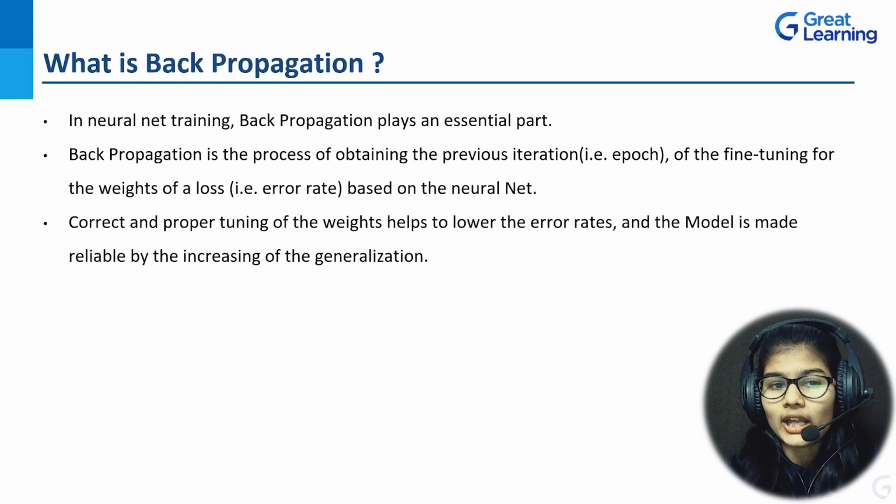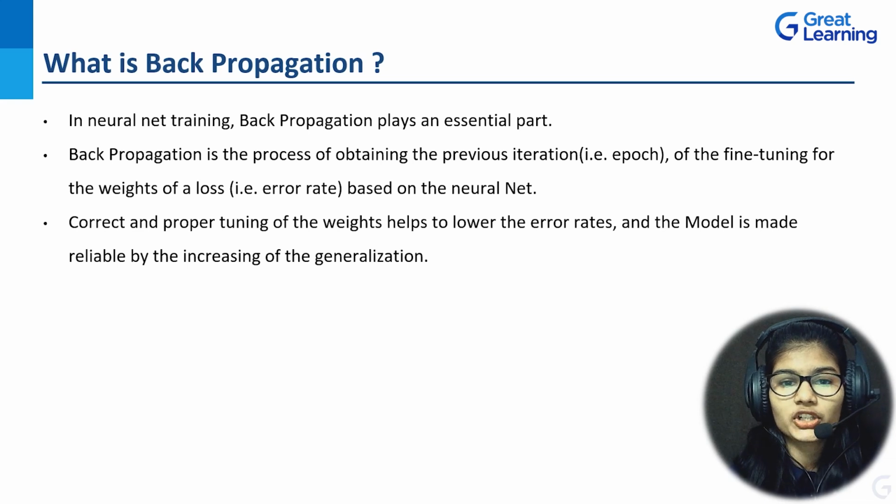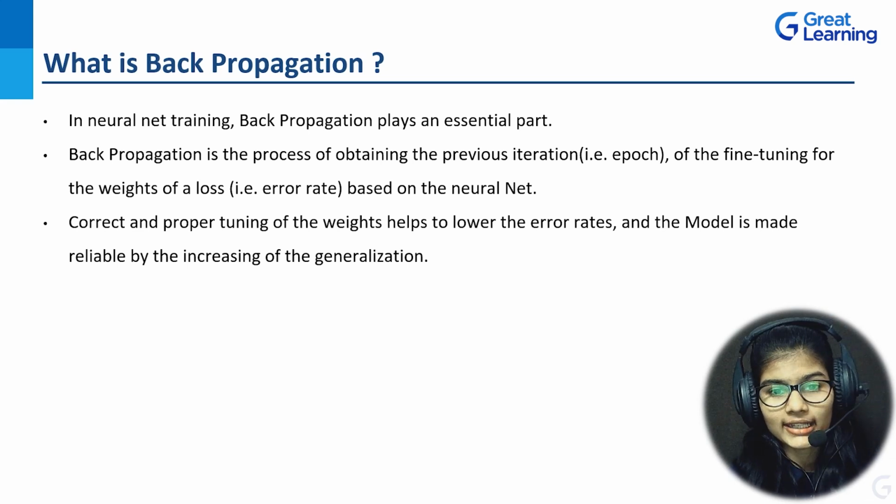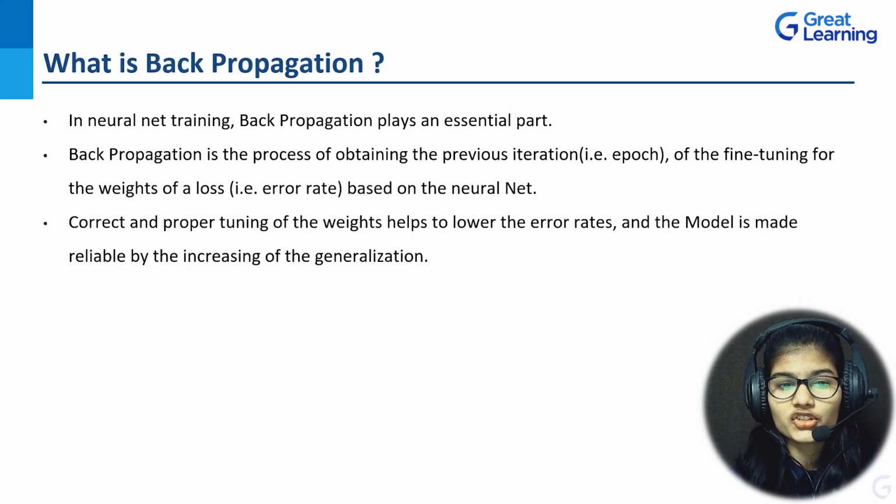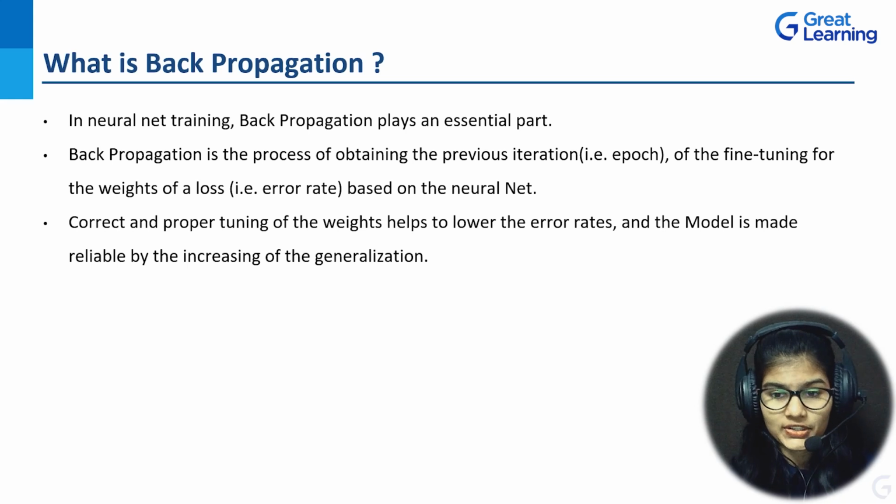So why do we apply this correct and proper tuning of the weights? We apply that to lower the error rates of our model. And the model is made reliable by increasing the generalization. And how do we make the model reliable? Meaning more stable. We make it more stable by increasing the generalization. So when we increase the generalization, our model is made more reliable, more stable.